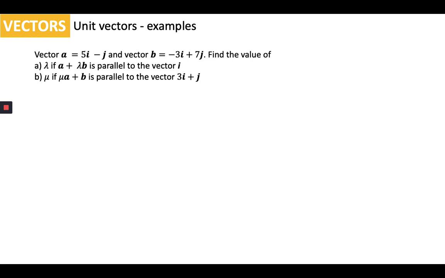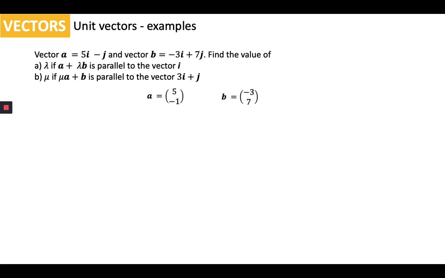This one is in 2 parts. Okay, so I've got vector A, which is 5i minus j, and vector B, which is negative 3i plus 7j. I want to find the value of lambda if a plus lambda b is parallel to the vector i. We're going to do part A first, and then we'll have a look at part B. Okay. So I know I've got A and B, and I've defined them 5, negative 1, and negative 3, 7. Again, we should be really quick at that. It should be nice and easy.